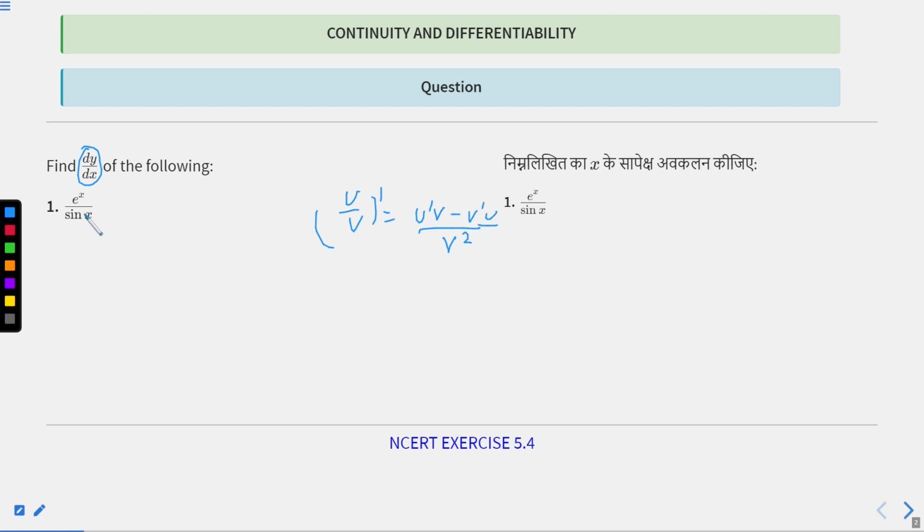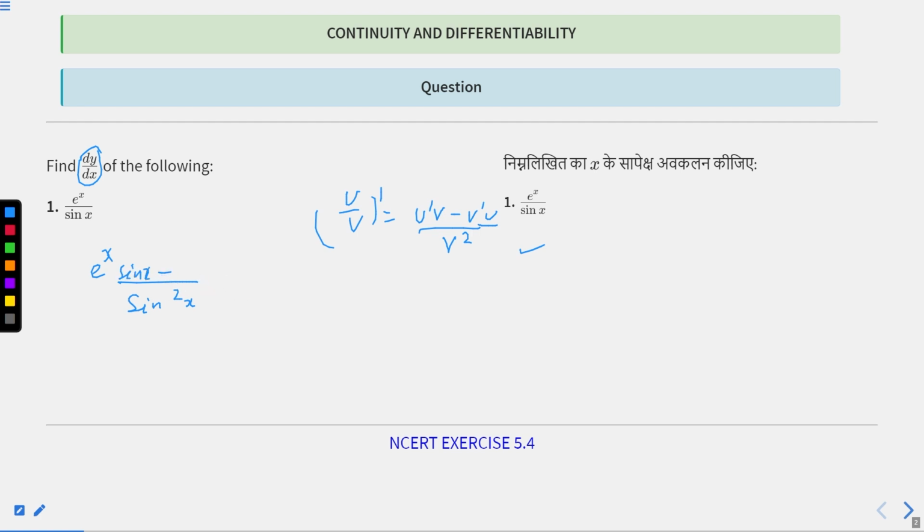Or another way is that you can use your log function also. So how are you going to use your log? Very simple. Let me go by using this. So this will be sine square x. Here you will have e^x derivative, which is the same, multiplied with sine x.